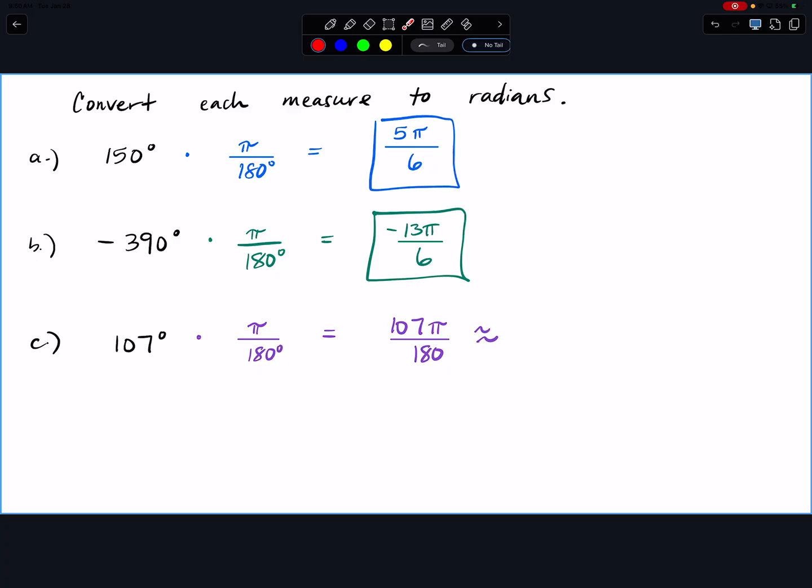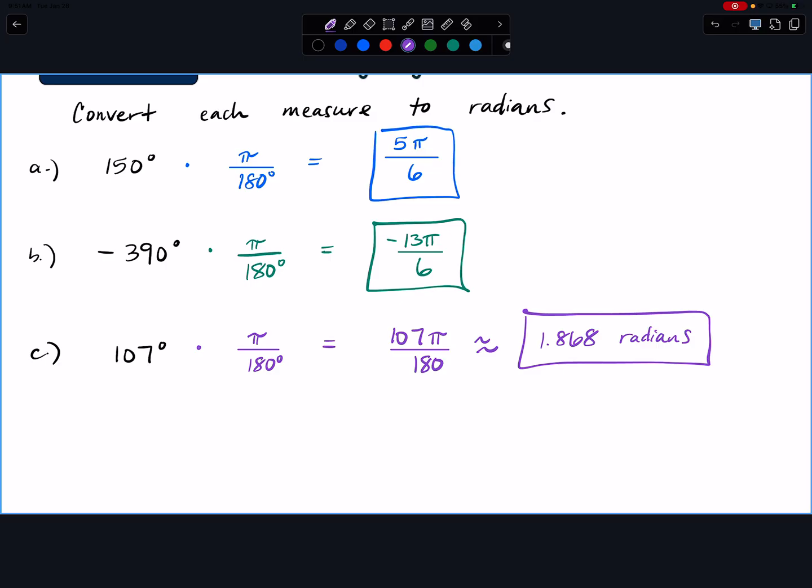And what do we get? To 3 places. Yes, 1.868. Now, when there's a pi, you don't have to write the word radians. Since there's no pi in our answer, please write radians afterwards. Okay.